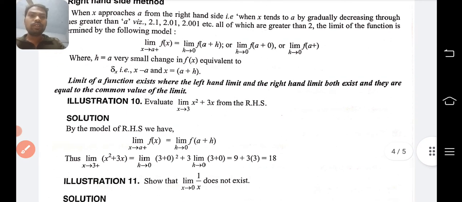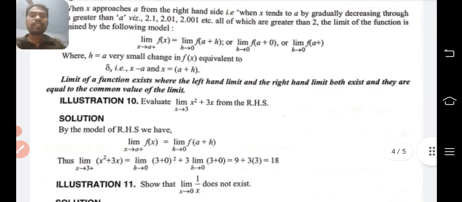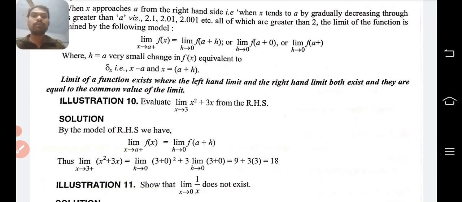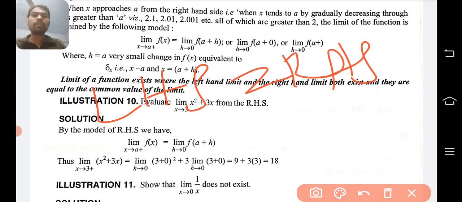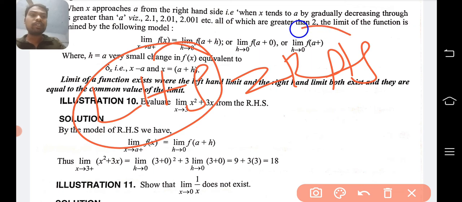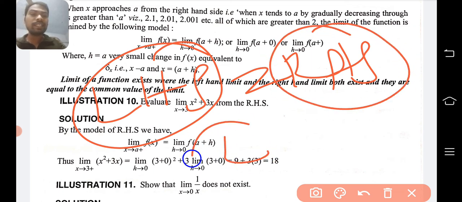So how can we say whether the limit of a function exists or not? If the left hand side limit is equal to the right hand side limit. For a particular function we derive both the left hand side limit and the right hand side limit, and after deriving them, if the left hand side limit gets equal to the right hand side limit, then we can say the limit exists.